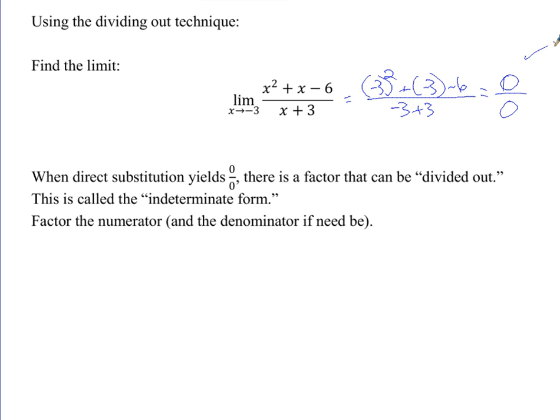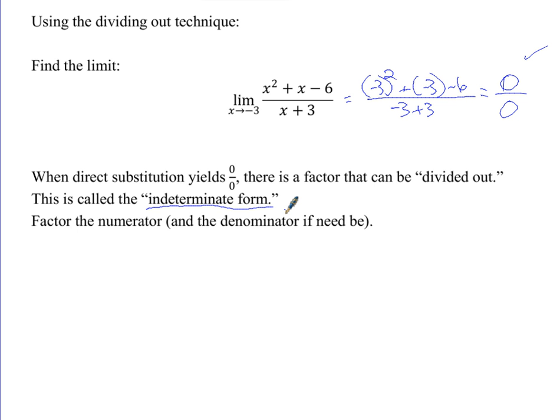This is the check that you're going to have to do when you do if direct substitution is going to fail. Check to see if you get 0 over 0. If you do, that's called the indeterminate form. It means that something can be done to it to create a brand new function that is the same in every way as the original function, except for that one discontinuity where you're trying to find the limit.